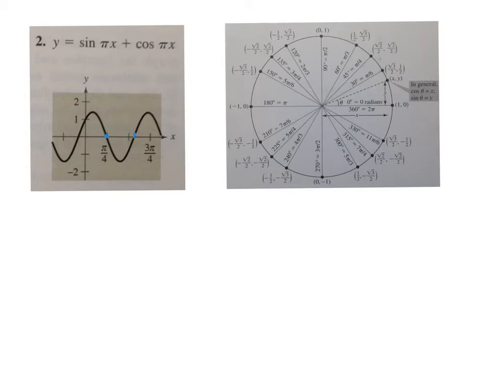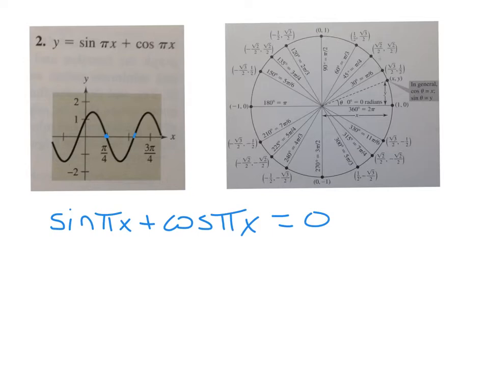And what that is telling us is that the y value is 0. And so then what we would say is sine of pi x plus cosine of pi x equals 0. And so like I said, this is kind of a hard problem to start off with, but what we're thinking of is values of x so that when we take the sine of it and the cosine of it, they basically cancel each other out and add to 0.